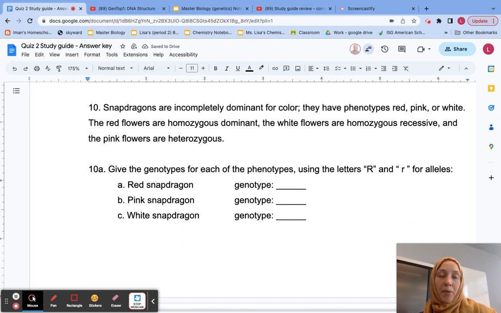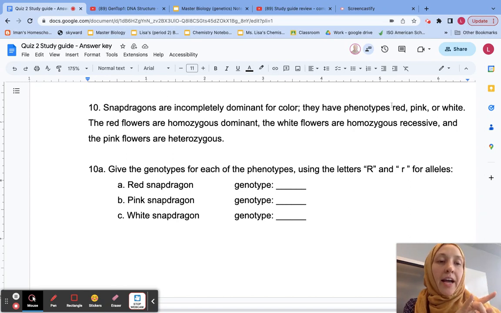So let's try a couple questions. Snapdragons are incompletely dominant for color. They have the phenotypes red, pink, or white. The red flowers are homozygous dominant, the white flowers are homozygous recessive, and pink flowers are heterozygous. Even if I didn't give you all this information, you should be able to figure out that pink would be our heterozygous individual because it is incompletely dominant.